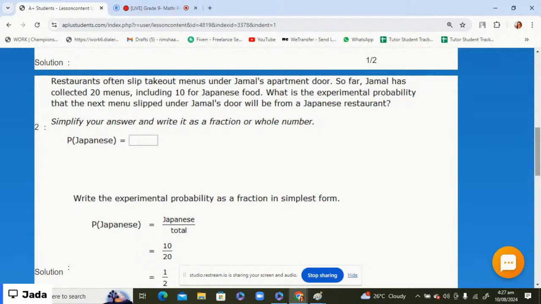Probability for the Japanese. Japanese over total. So how many Japanese? 10. And how many total? These are 20. 10 over 20. So 10 times 1 is 10, 10 times 2 is 20. So 1 over 2. Okay? It's the same.